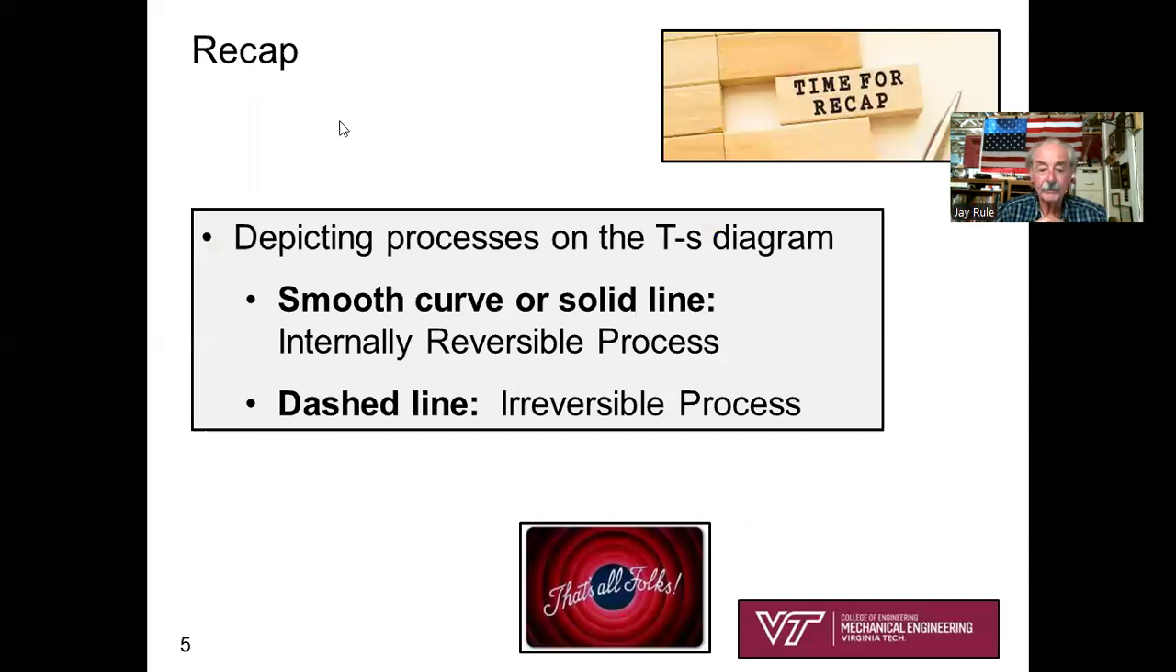So we've reached the recap again. An important point, it seems silly, we didn't crunch any numbers here, but if you can commit some of this to your memory and learning banks, that's going to help you when you start with a sketch TS diagram for an awful lot of your problems throughout the rest of this class. Smooth curve or solid line, it's an internally reversible process. A dashed line, that's an irreversible process.